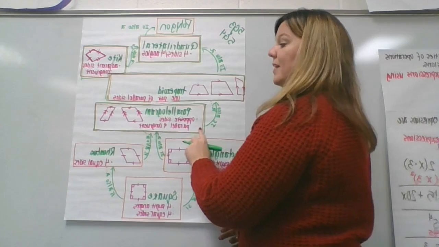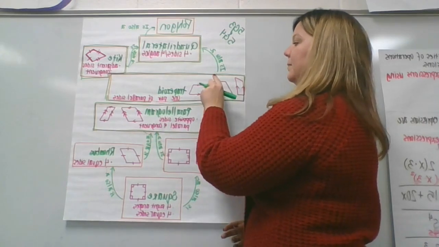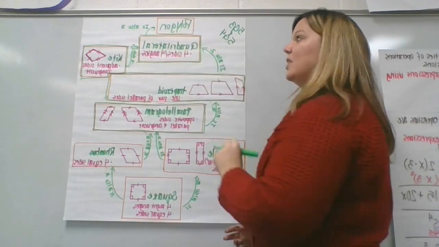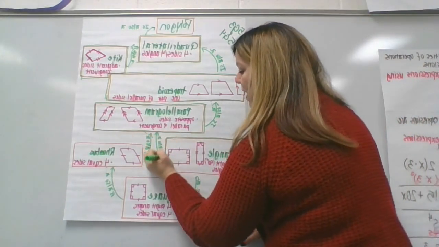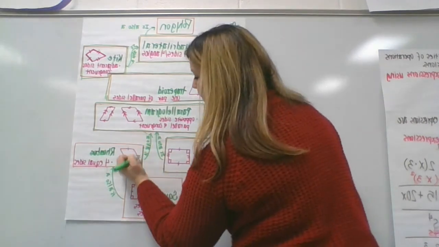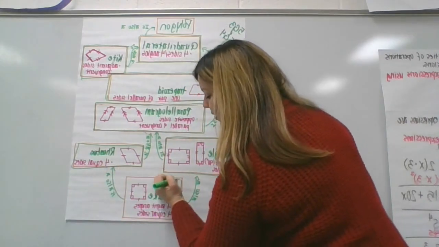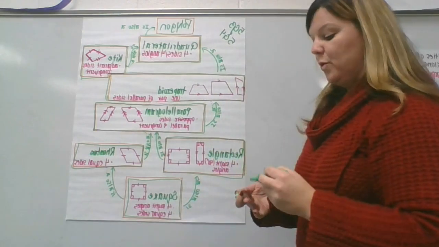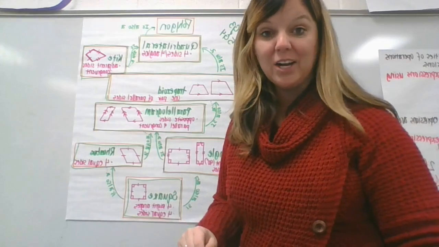So notice in our chart that a parallelogram is also a trapezoid. A trapezoid is also a quadrilateral. A quadrilateral is also a polygon. Let me finish with my green, because all of these are quadrilaterals, and all of these are polygons, which is why they have green and orange. Now, as for the kite, it is a quadrilateral, and that's pretty much it. That's where its hierarchy ends.